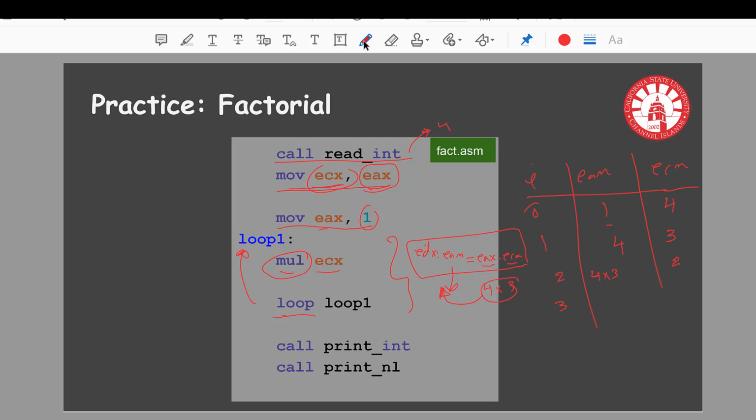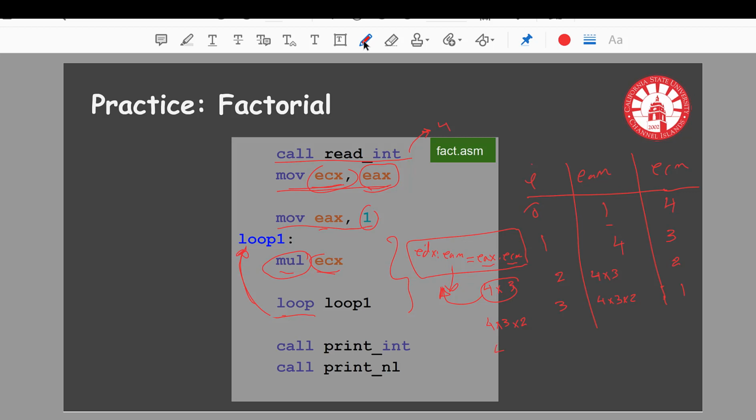Let's see iteration 3. In iteration 3, again, we have mul ECX in here. ECX is 2 and EAX is 4 by 3, which is 12. So we have 4 by 3 by 2. And then what happened to ECX? ECX is going to be decremented, and therefore it's going to be 1. And is it 0? Not 0. Therefore, it's going to go up and repeat one more time.